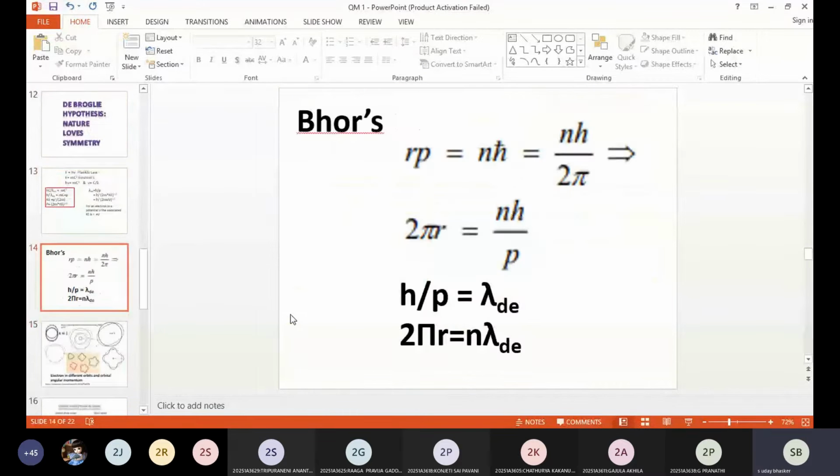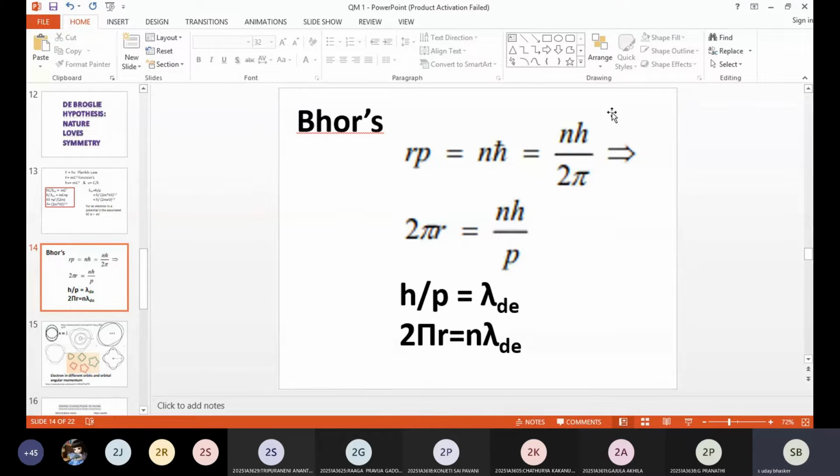According to Bohr, angular momentum is mass into velocity, right? mvr is equal to nh by 2 pi. That is what Bohr said. Now, why is it so? He could not say anything.